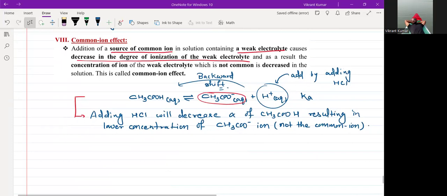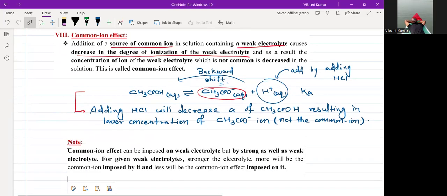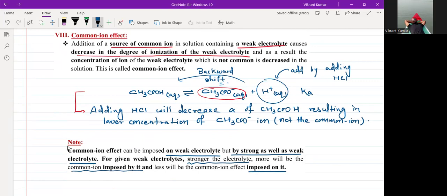So technically we are saying that if I am having a solution in which you are having multiple substances with common ion, then common ion effect can be imposed on a weak electrolyte, by strong as well as weak electrolyte. For a given weak electrolyte, stronger the electrolyte, more will be the common ion imposed by it, and less will be the common ion effect imposed on it. Is it okay?